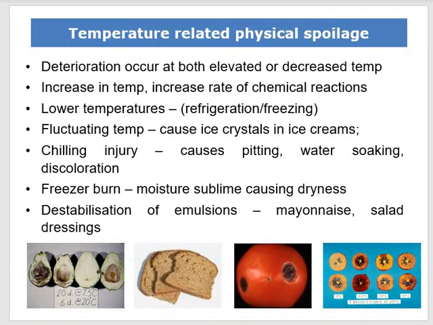Chilling injury, which then causes pitting, water soaking, and discoloration that's happening in your fruits and vegetables, as you can see in the picture. Like we mentioned, freezer burn, when the moisture sublimes in the freezer, and then the flesh of your meat becomes very dry, because of what? Because of the moisture escaping at those low temperatures, because of the gradient in moisture between the product and the environment. And in that way, you have what we call freezer burn.